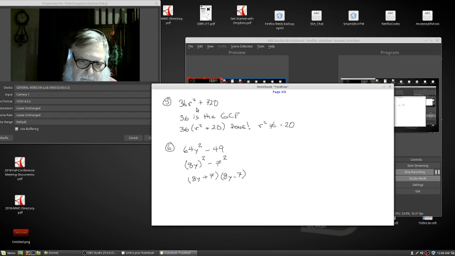The fifth problem, we start off with 36r squared plus 720. 36 is our greatest common factor. We'll divide both of those, so we get 36 times r squared plus 20. And it turns out, if we look at factors of 20, none of them will add up to 0. And so we're done. This is as far as you can go. You can pull the 36 out, but you cannot factor the r squared plus 20.